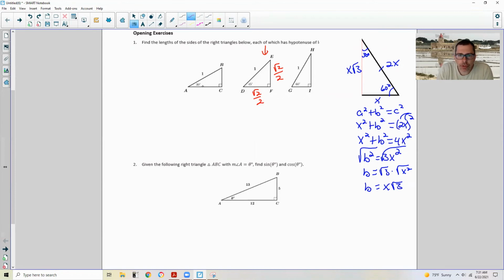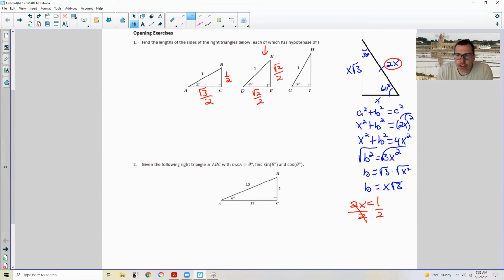So now when I go to this 30-degree triangle, my hypotenuse is 1. So if 2x equals 1, then x equals a half. Okay, so the side opposite the 30 is 1/2. And the longer leg is that x root 3. So 1/2 root 3 is just simply square root of 3 divided by 2.